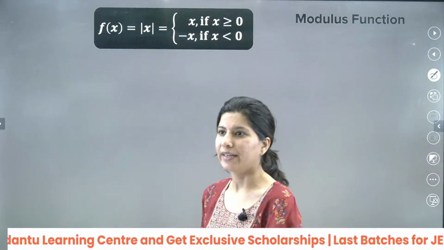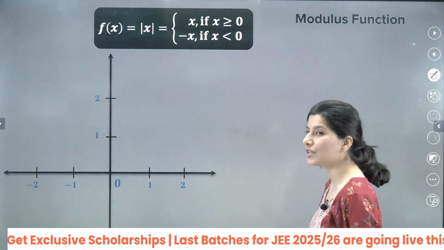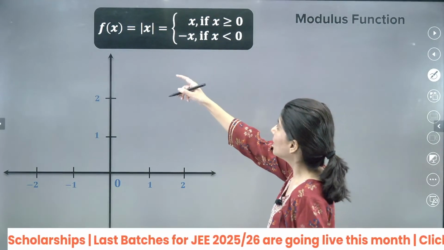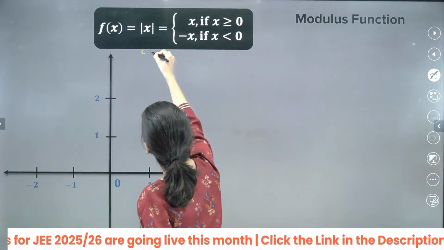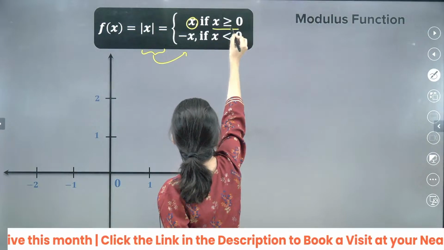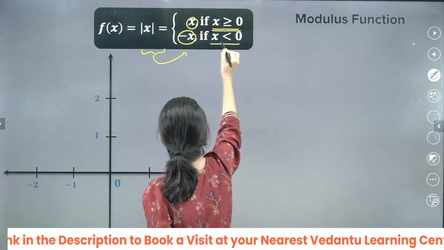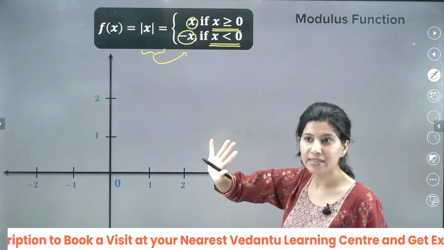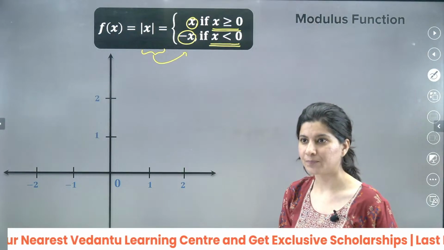Now modulus. How many of you know how a modulus function looks like? So f(x) equals mod x. Now mod x is equal to what? x when x is greater than or equal to 0. Mod x will be equal to minus x when x is less than or equal to 0. Simple definition. We have already seen that, right?